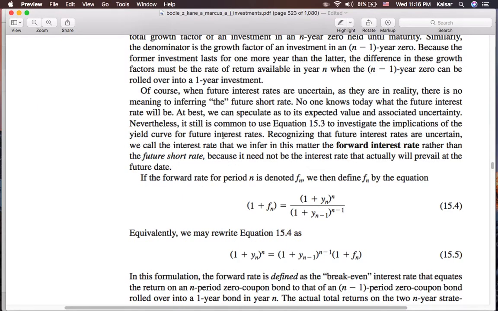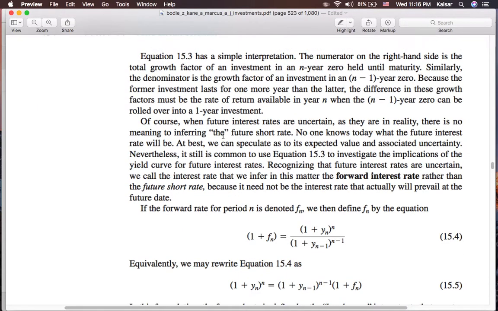Okay. Of course, when future interest rates are uncertain, as they are in reality, there is no meaning to inferring the future short rate. No one knows today what the future interest rate will be. At best, we can speculate as to its expected value and associated uncertainty.